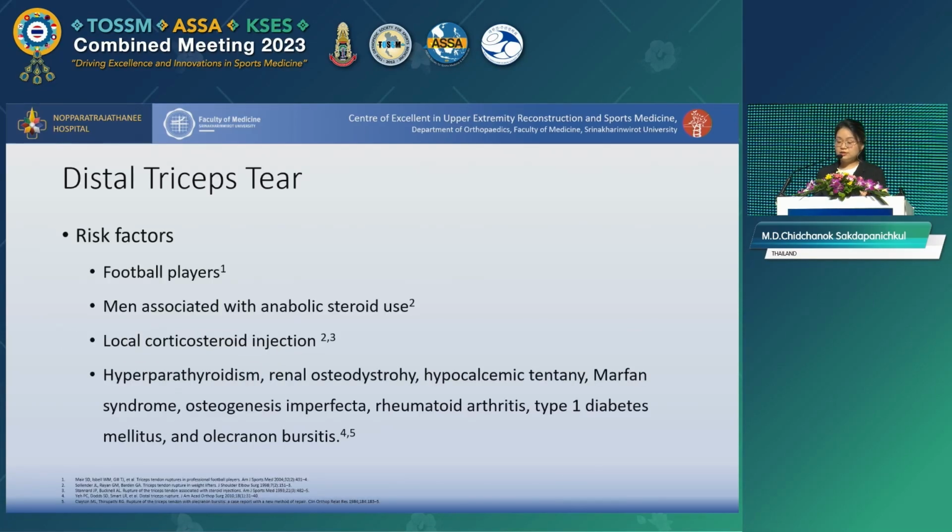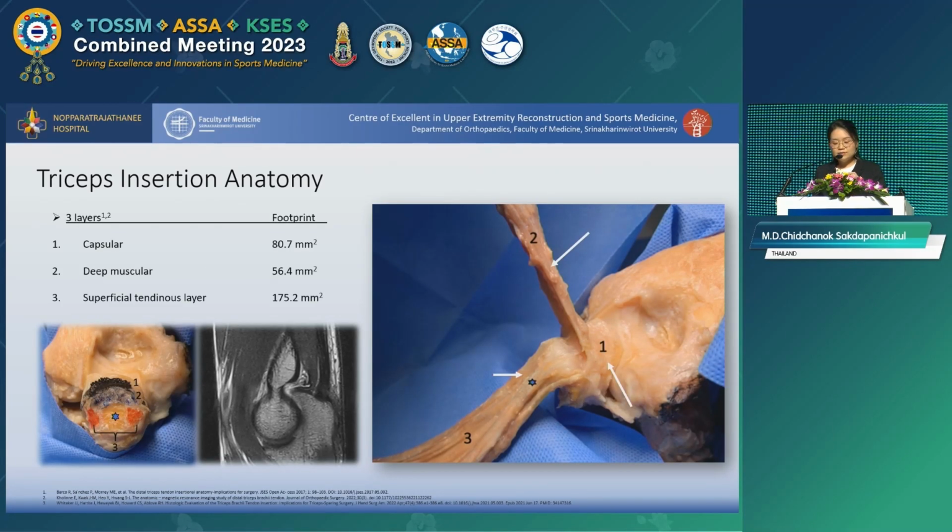Now let's move on to the distal triceps. These are the risk factors of the distal triceps tear. There was a recent cadaveric study describing the distal triceps insertion on the olecranon and correlating the findings with those seen in normal MRI anatomy of the triceps insertion.